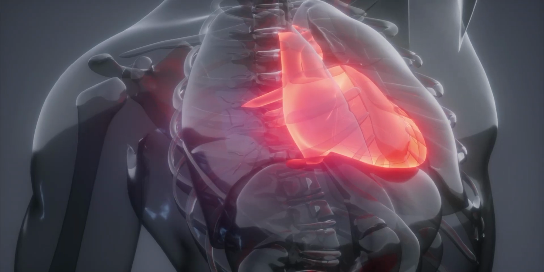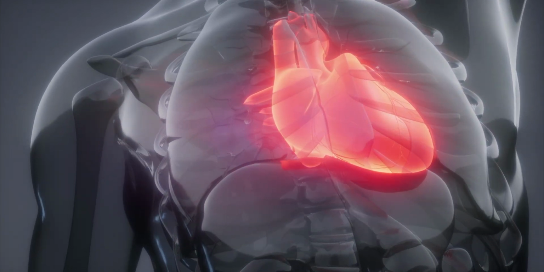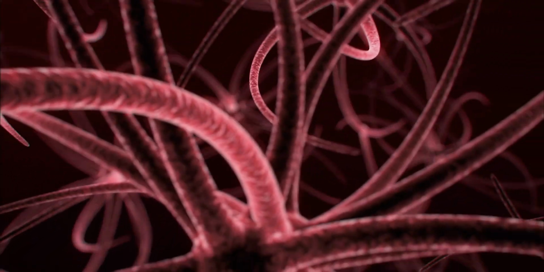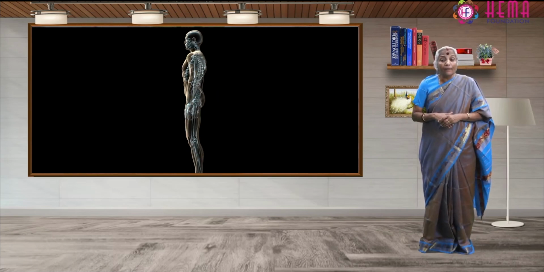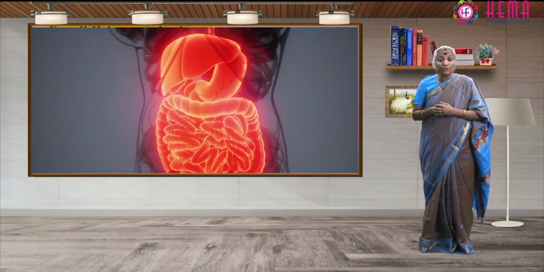Our heart, which is part of the circulatory system, does not beat unless our brain, which is part of our nervous system, signals it. Our skeletal system is dependent on our digestive system for increase in size and strength.